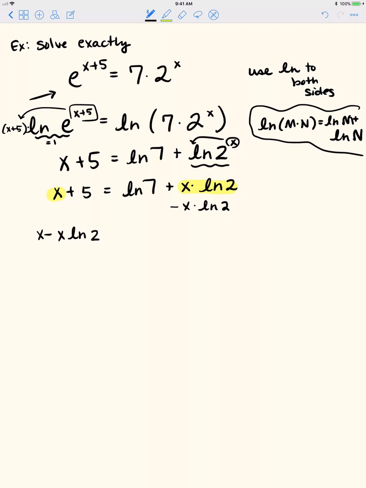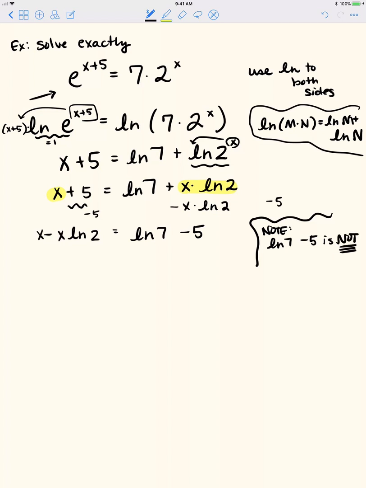and then the 5 that was over here on the left, I'm also going to subtract to the right side of the equation. And note here that whenever you do the natural log of 7 minus 5, it is not, and I repeat, not the natural log of 2. The natural log is tied to the 7, the 5 is an afterthought. You cannot combine those. It's like combining like terms. Those are not like terms. The natural log of 7 is a decimal, 5 is an integer. Leave it just like that.